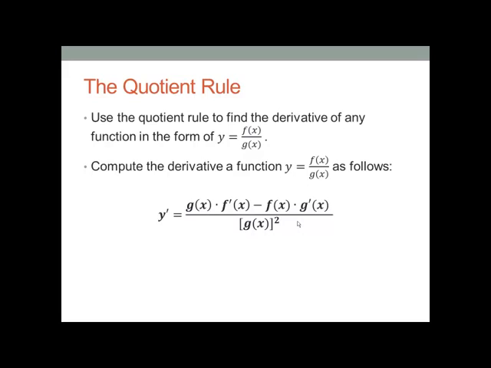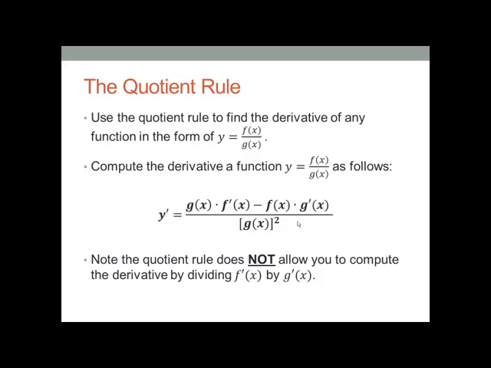Y prime is equal to the denominator times the derivative of the numerator minus the numerator times the derivative of the denominator, all divided by the denominator squared. In non-math terms, that's the bottom function times the derivative of the top minus the top times the derivative of the bottom, all divided by the bottom squared. Note that the quotient rule does not allow us to compute the derivative by simply dividing f prime by g prime.